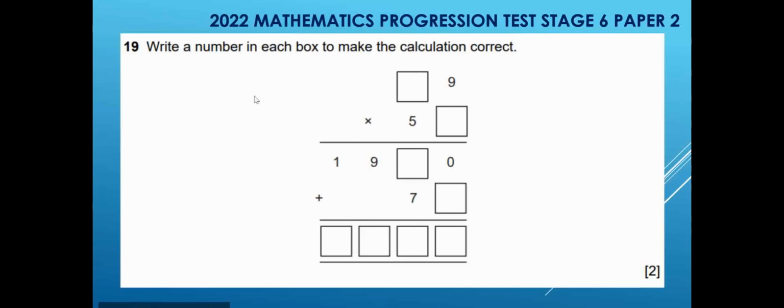Question 19. Write a number in each box to make the calculation correct. 10 seconds. 10, 9, 8, 7, 6, 5, 4, 3, 2, 1. Alright, if you have not finished, you may pause this video for this question. Let's reveal the answer.